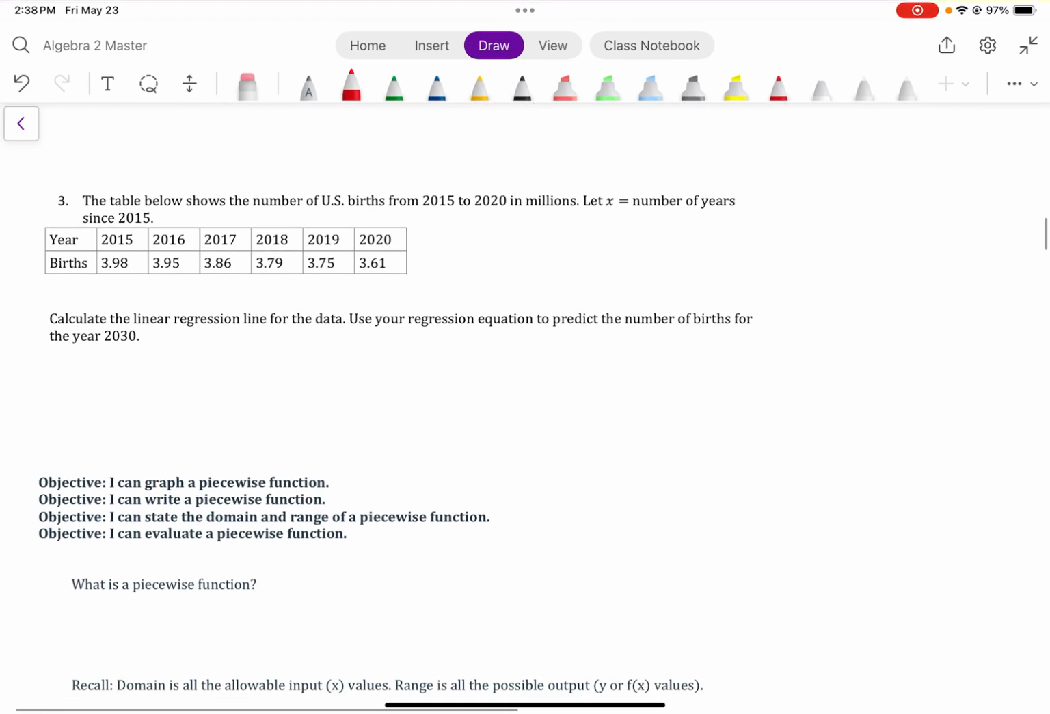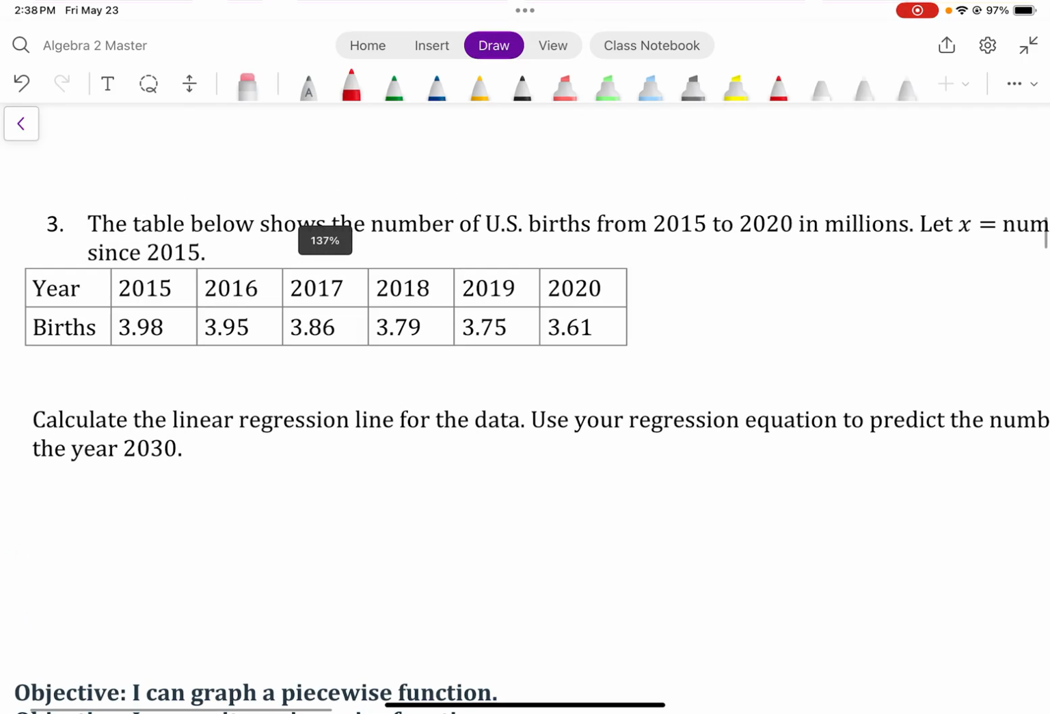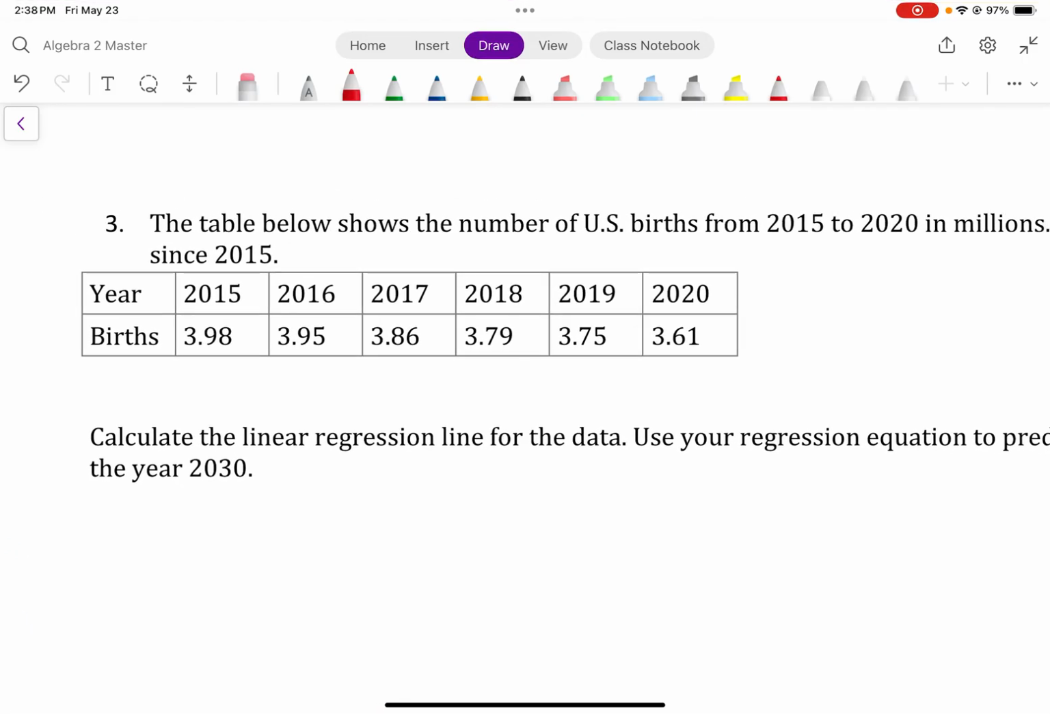Now, question 3 is not technically more complicated, but it appears more complicated to most people because it's a real-world example where we have some shiftiness involved. So the table below shows the number of U.S. births from 2015 to 2020 in millions. Let x equal number of years since 2015. That is the first tricky part.